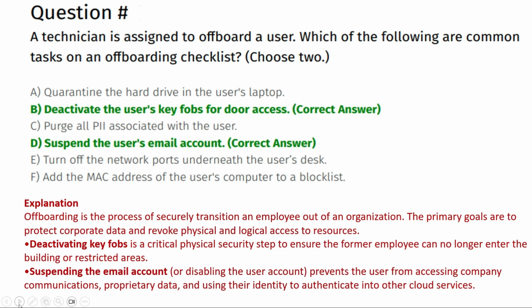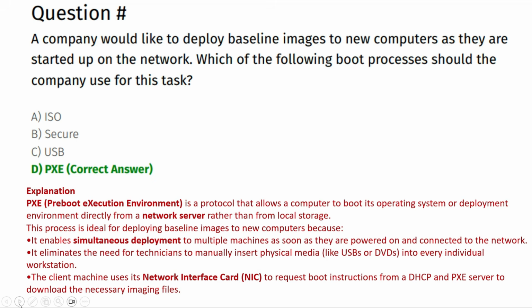So let's move to the next question. The next question is, a company would like to deploy baseline images to new computers as they are started up on the network. So which of the following boot processes should the company use for this task? Option A, ISO, option B, secure, option C, USB, option D, PXE. And the correct answer for this question is option D, PXE, pre-boot execution environment.